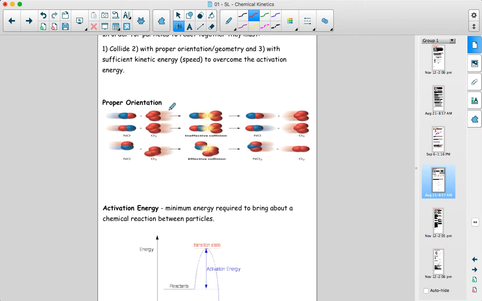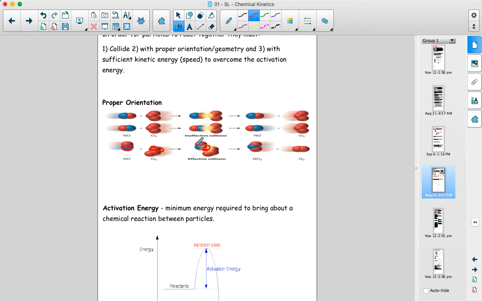Okay, so proper orientation implies that when particles collide, sometimes one atom or one part of one reactant needs to hit a particular atom on another reactant molecule. So in this picture, you have a couple of collisions where the one atom on this reactant is not hitting the right part of the next reactant, and so those are what are called ineffective collisions, and no reaction happens. But an effective collision would involve this nitrogen atom colliding with this part of the ozone molecule. And so there we have the effective collision happening, which leads to a successful reaction.